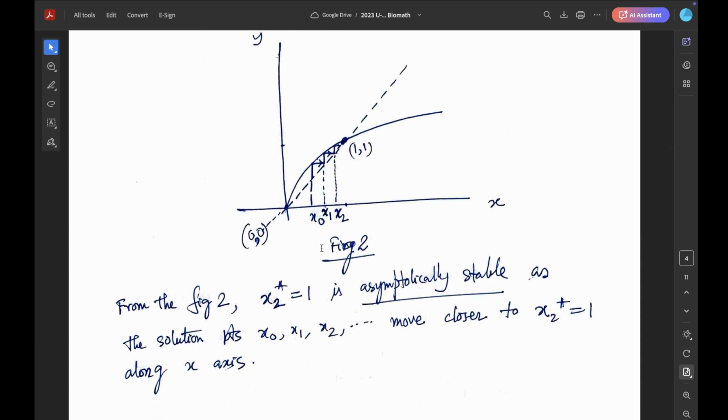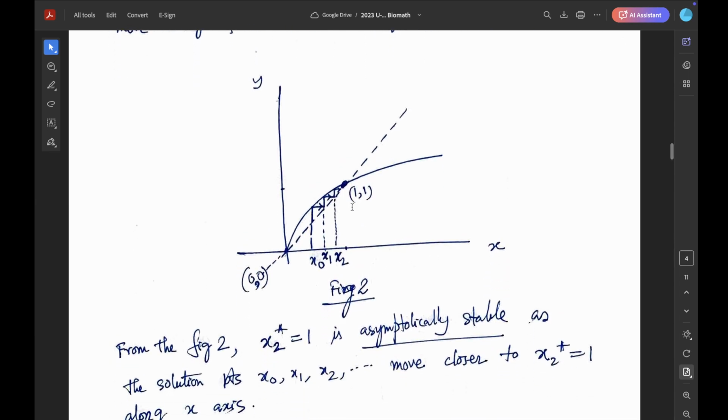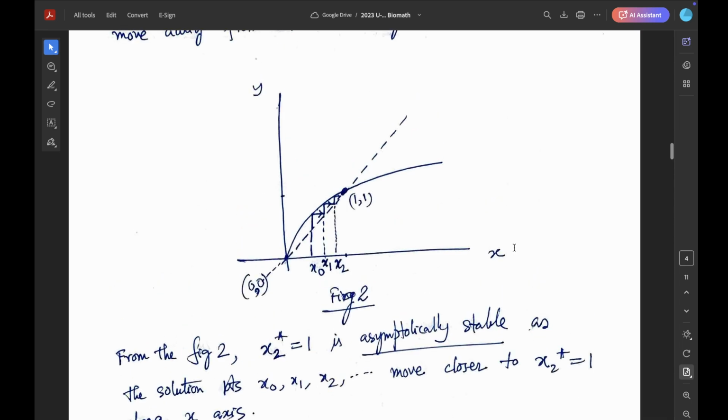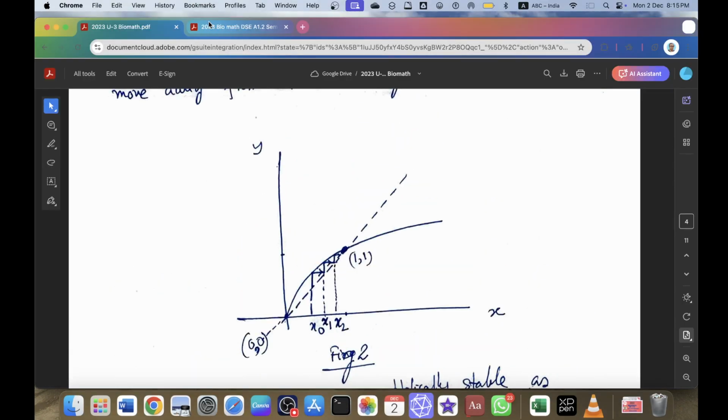Next, from figure 2, for x2*, if we choose x0 here, we draw the cobweb diagram. This is asymptotically stable because the solutions x0, x1, x2 move closer to the steady state x2* = 1 along the x-axis. This point is x2* = 1. So we see that x2* = 1 is locally asymptotically stable.